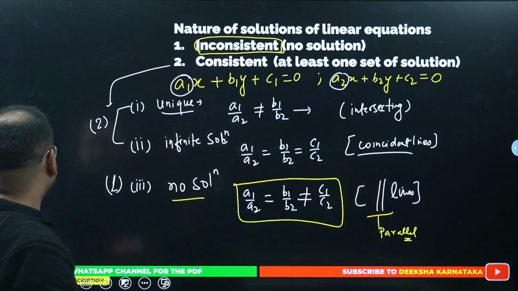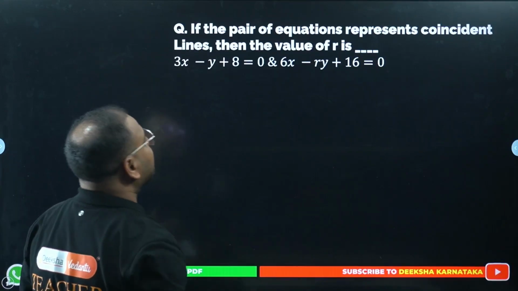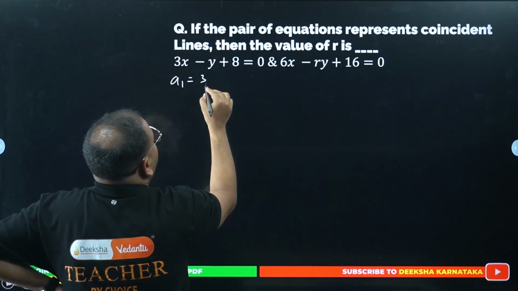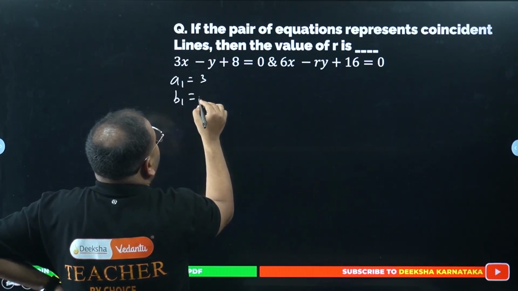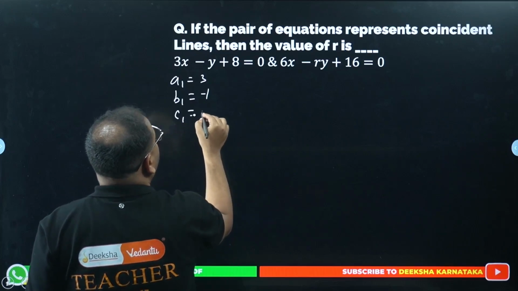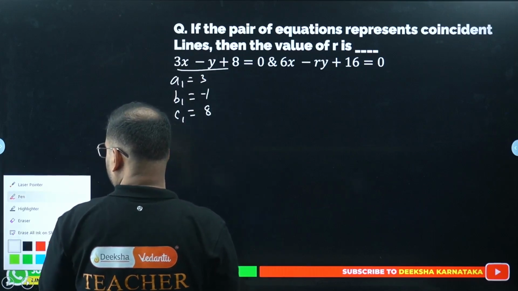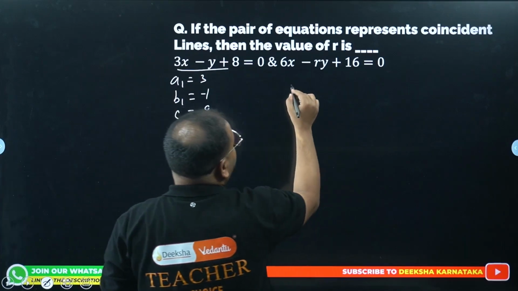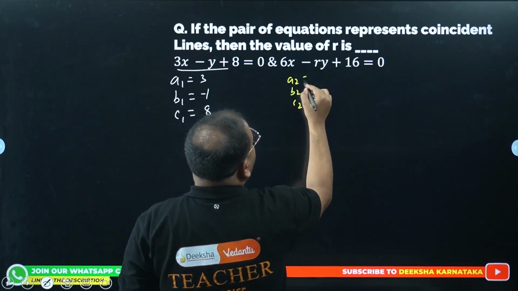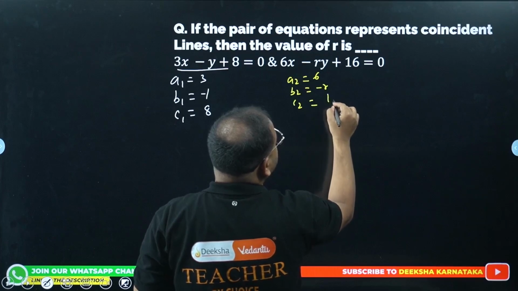Okay, so let's check what is my A1 by A2, B1 by B2 here. So quickly we'll write A1, A2. What is A1? A1 is 3. What is B1? B1 is minus 1. What is C1? 8. How did we get it? From here. What about this? A2, B2 and C2. A2 is 6, B2 is minus r, and C2 is 16.